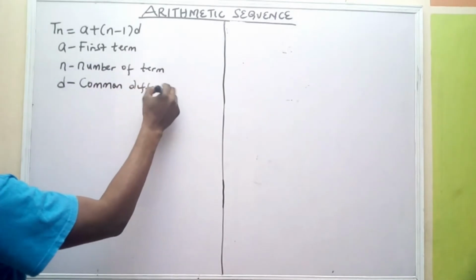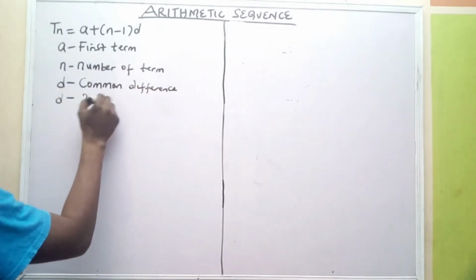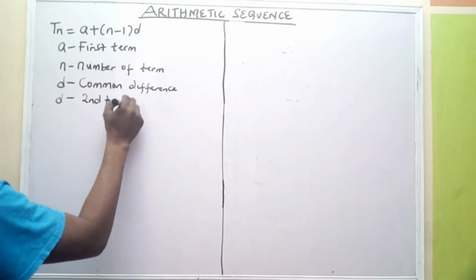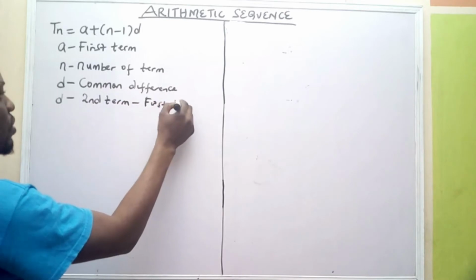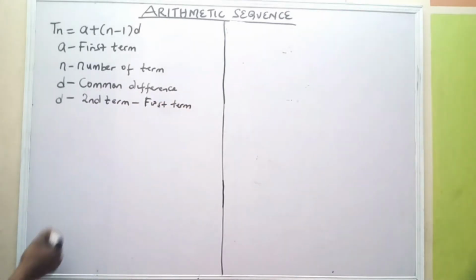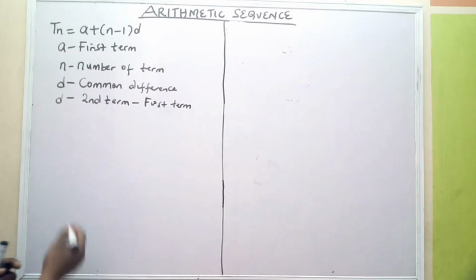What does the common difference mean? Common difference can be the second term minus the first term, or it can also be the third term minus the second term, or the fourth term minus the third term. It goes in that sequence.